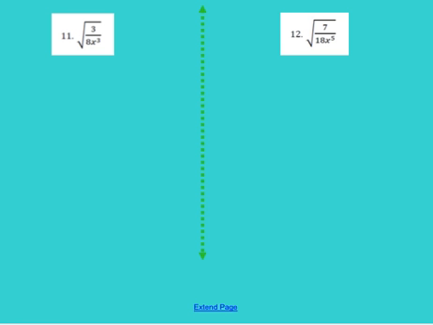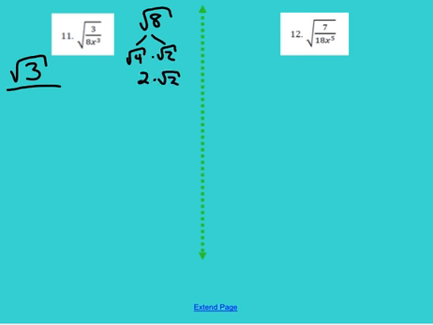We have a nice little number 11 and 12 with some variables. Not to be alarmed. I do know what I'm doing. Alright, square 3 over square root of 8. Square root of 8, I'd probably write as square root 4 times square root 2, which is 2 times square root 2. Look at that, I already reduced.